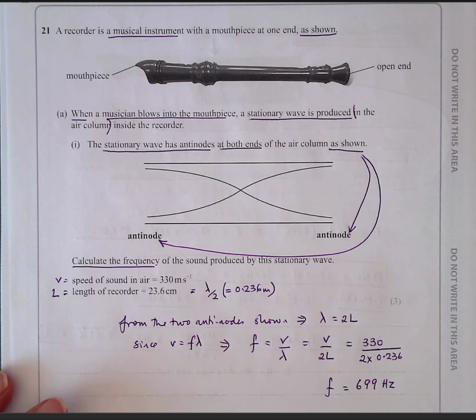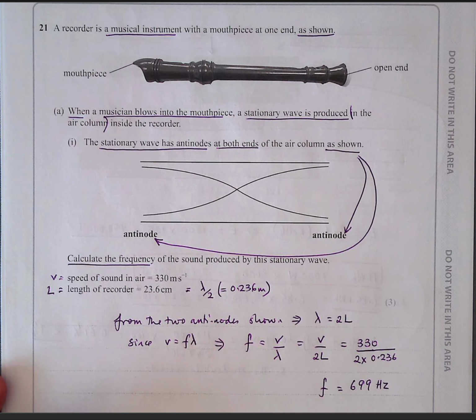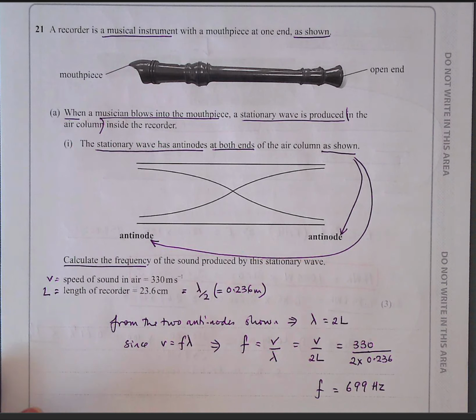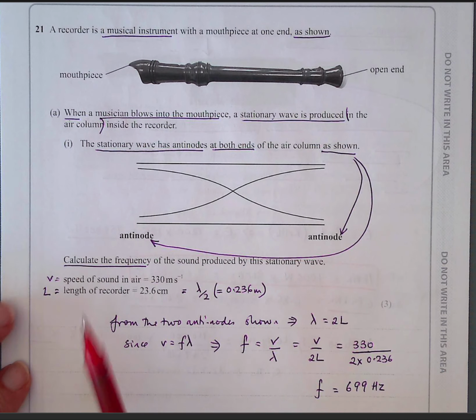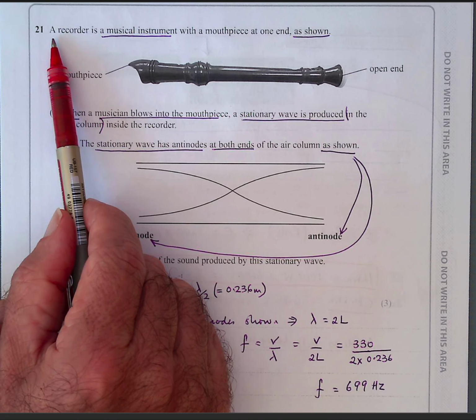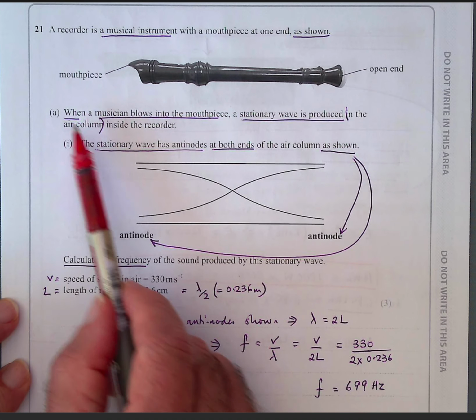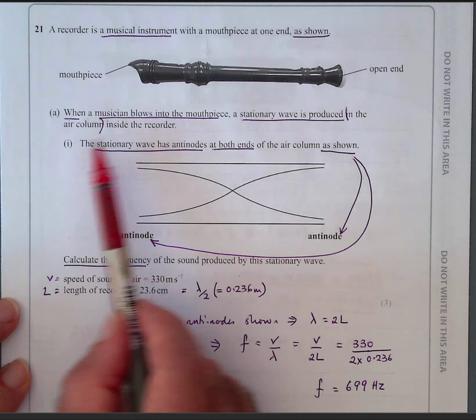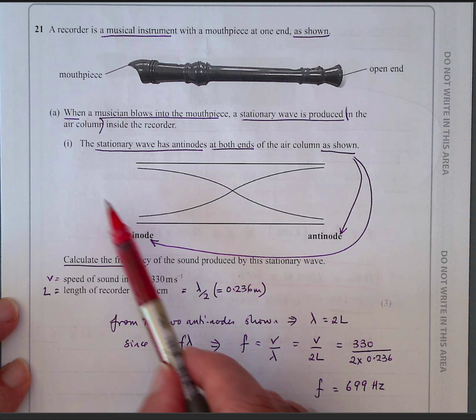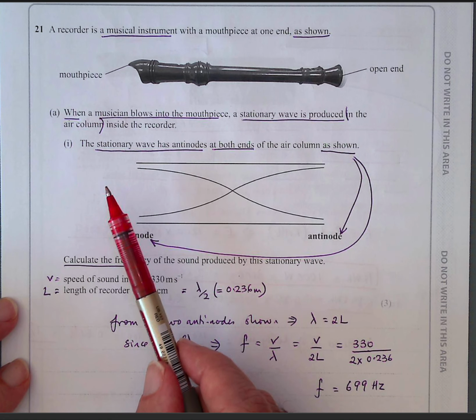Okay, in recent years they seem to have put in more questions. It used to be that you only had 18 questions or so. They've now gone to 21 in this paper. So here there's a question on standing waves. A recorder is a musical instrument with a mouthpiece at one end, as shown. Okay, so you blow in there and it sets up a standing wave as shown here. That's what musical instruments do.